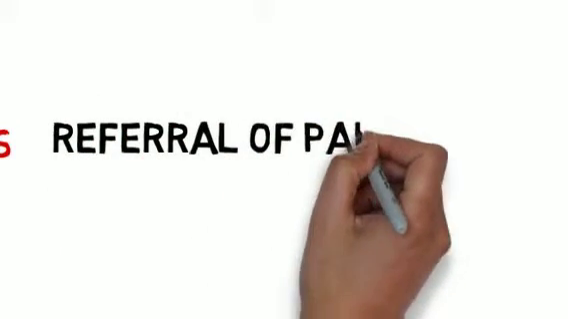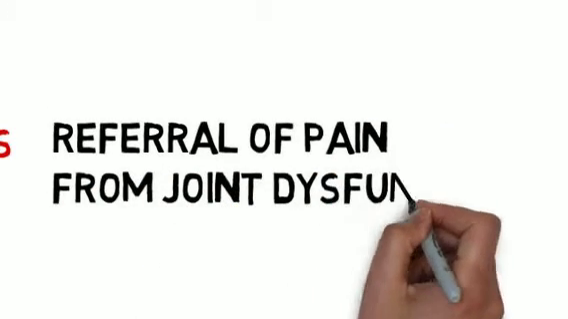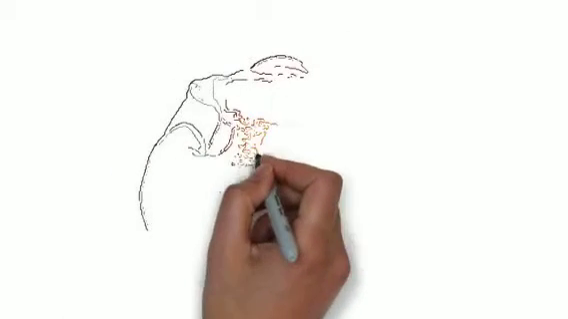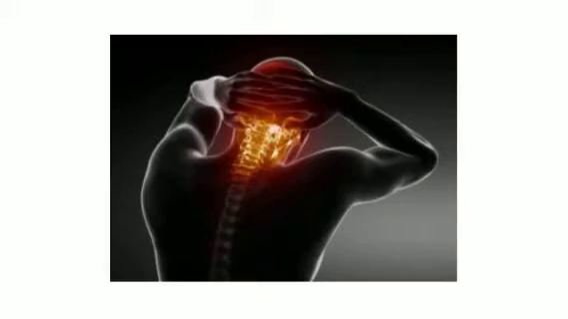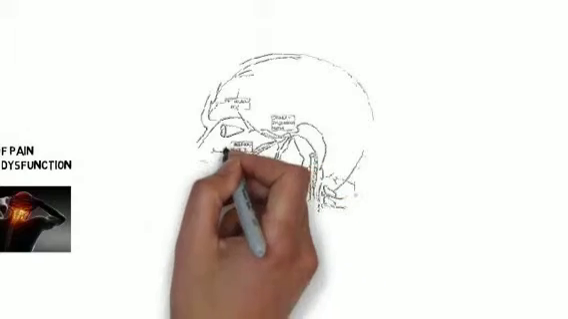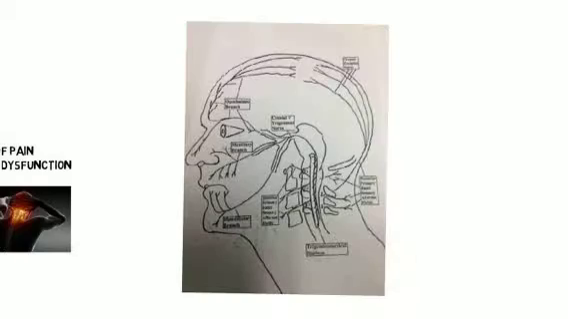1. Referral of pain from joint dysfunction. Pain-sensitive nerves are found in the joint structures, and when activated, they can cause headaches. 2. Referral of pain from cervical neck musculature. Areas of irritability in the muscle, known as trigger points, cause pain to travel to the head. 3. Nerve irritation, as marked in the following diagram of the cervical spine, can also result in headaches.